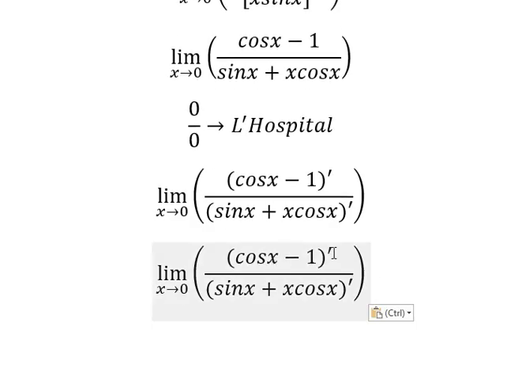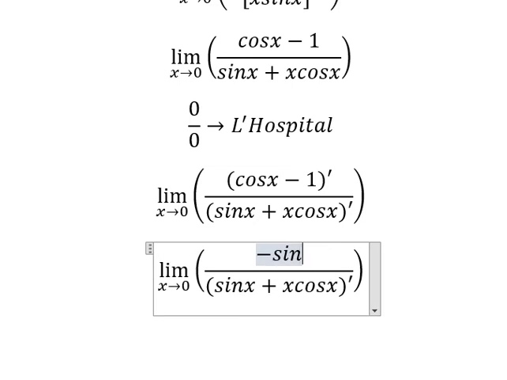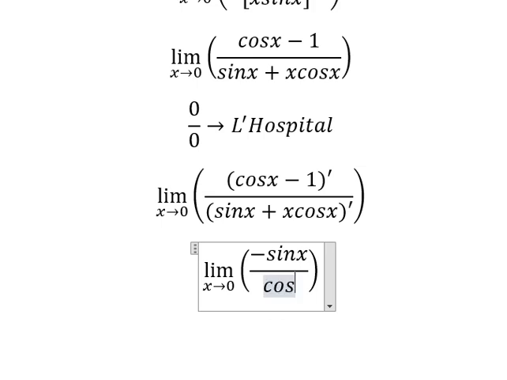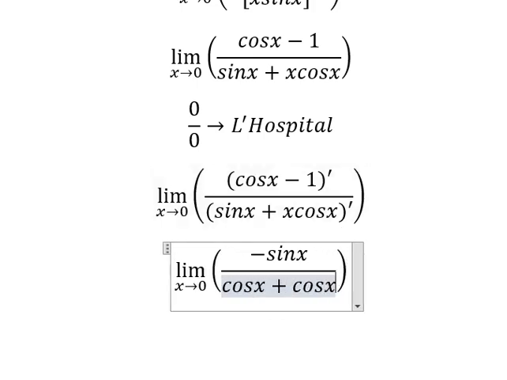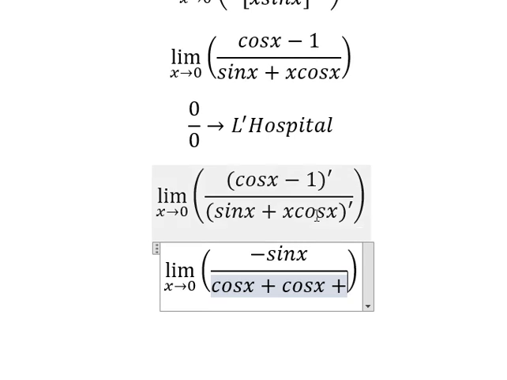The first derivative of cosine x is negative sin x. The first derivative of sin x is cosine x. The first derivative of x is 1, and the first derivative of cosine x is negative sin x.